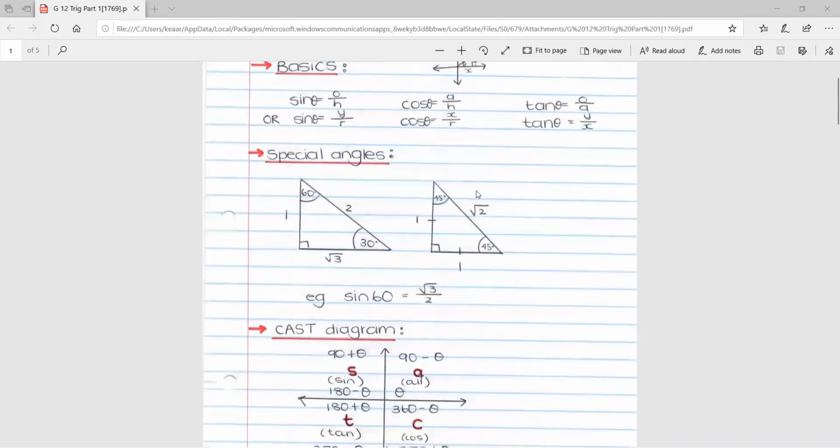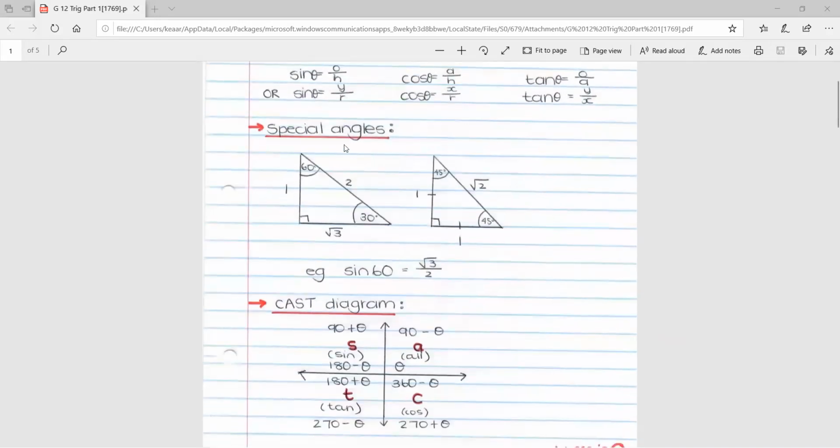Then we move on to special angles. These are triangles which have known sides and angles and which need to be learnt off by heart for the exam. So we have our 60-30 degree triangle. So basically they could give you, for example, here I've given sine 60, which you need to know, you need to put it as root 3 over 2 because opposite over hypotenuse.